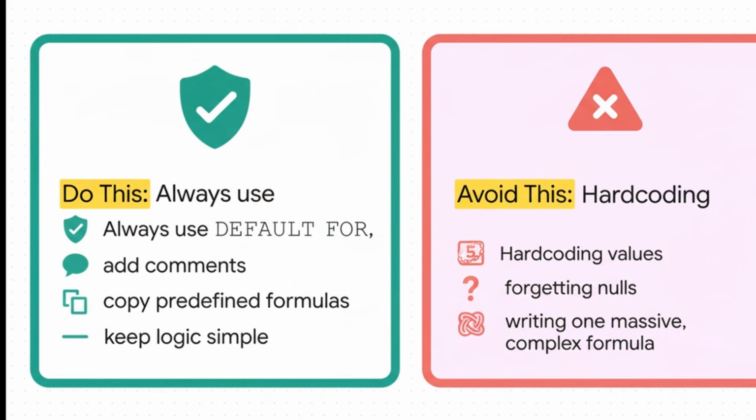These do's are your rules for success. The two most critical are, number 1, always use default for, and number 2, never modify a standard Oracle formula. Always make a copy first. This will save you so many headaches during upgrades. On the avoid side, please don't hard-code values, and don't write one massive complicated formula. It's better to keep your logic clean and modular.